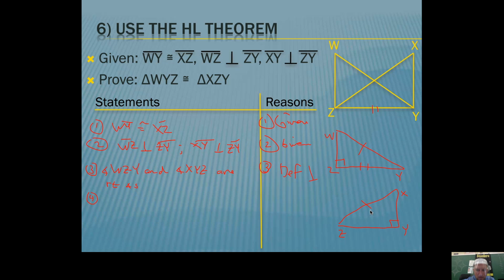This segment ZY is on both triangles. So that's going to be your third pair of congruent parts. So you don't have to say this next, but it probably makes sense to have that figured out before you go in a different direction. So segment ZY goes with segment, watch the order, YZ. That's the reflexive property.